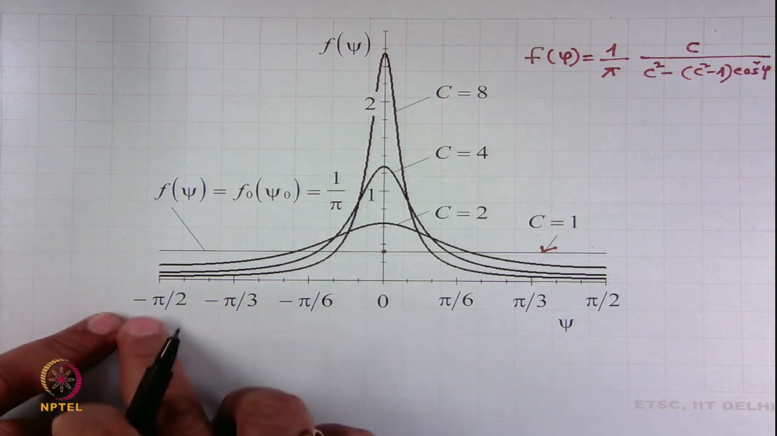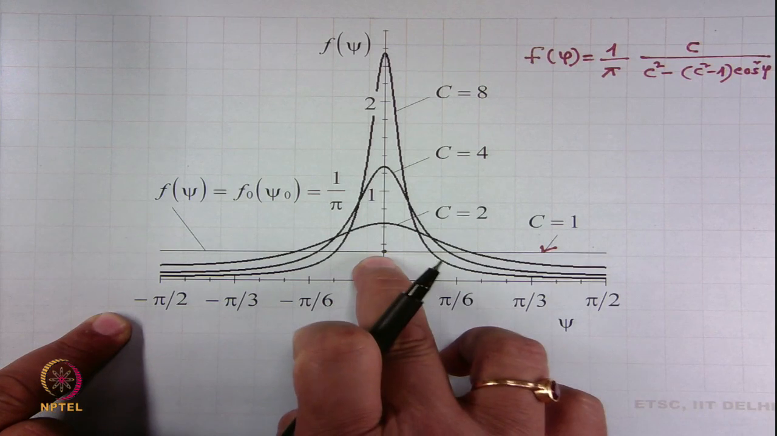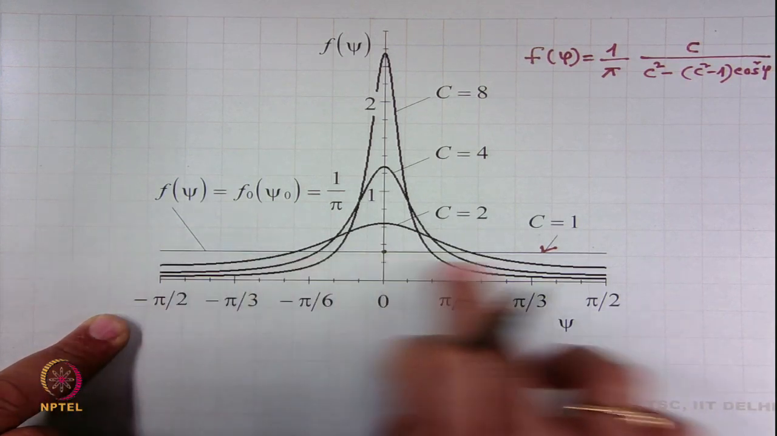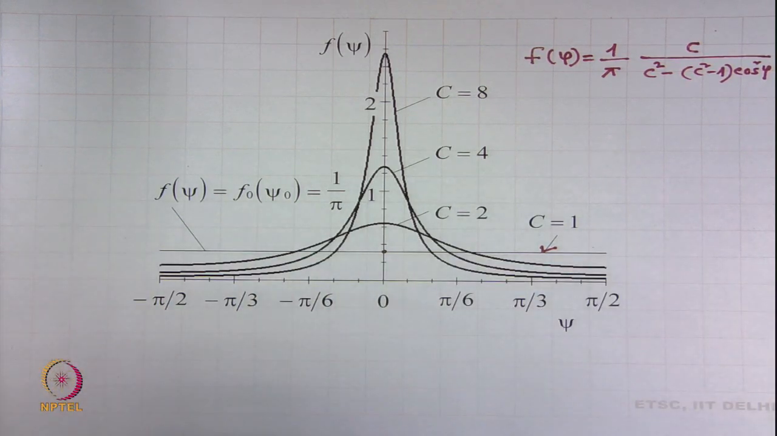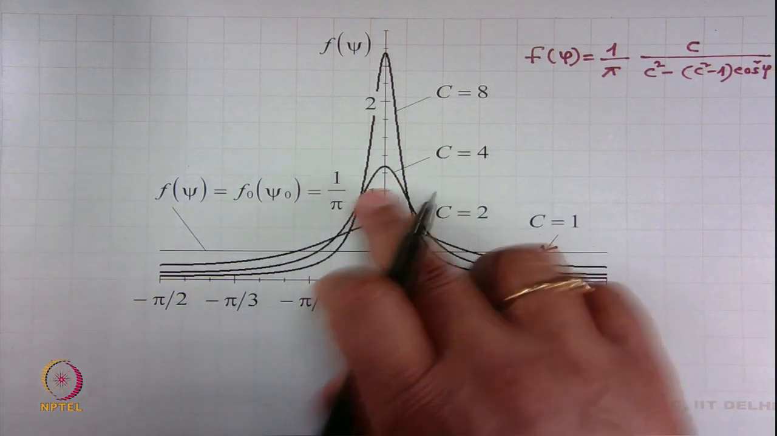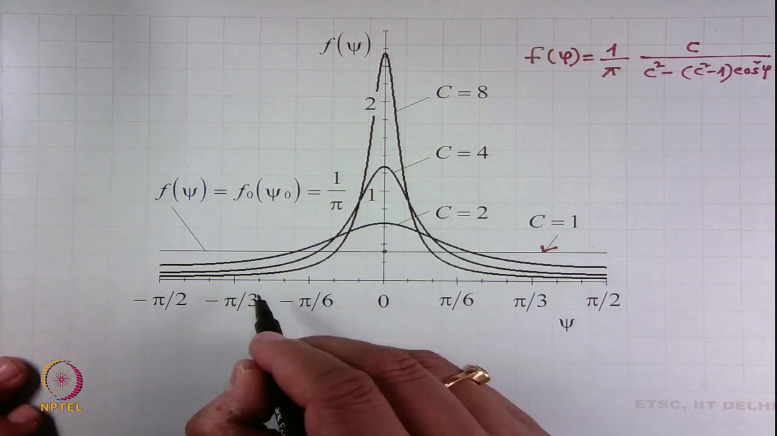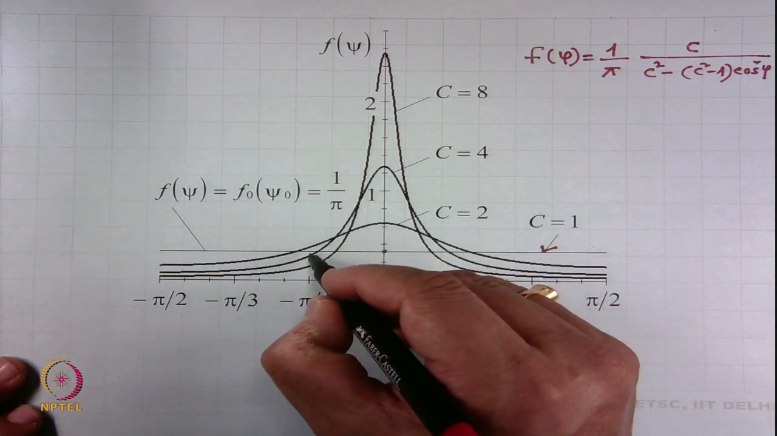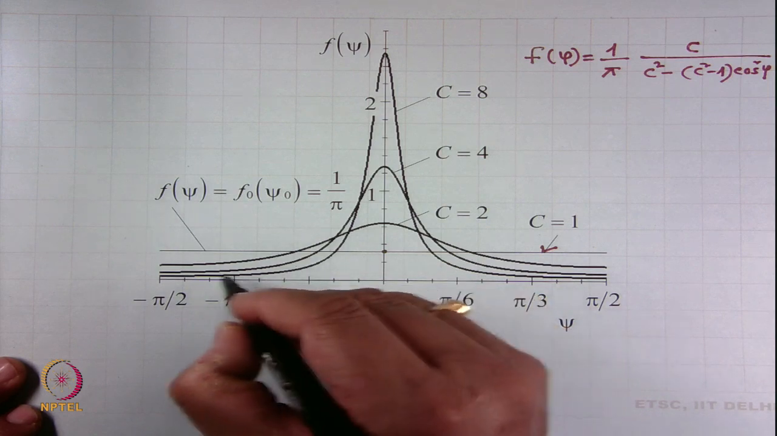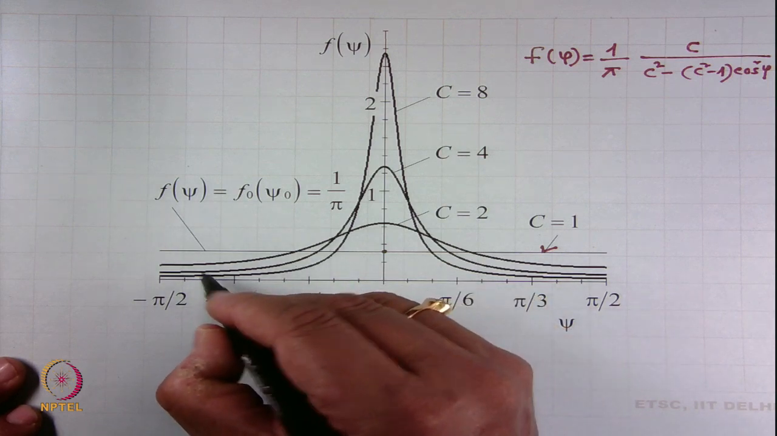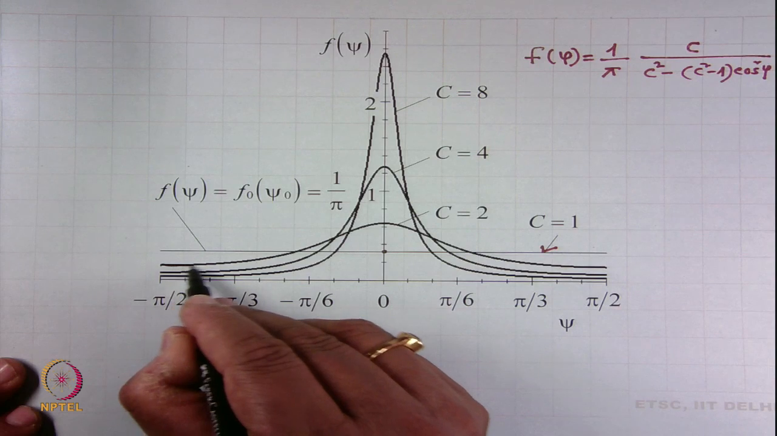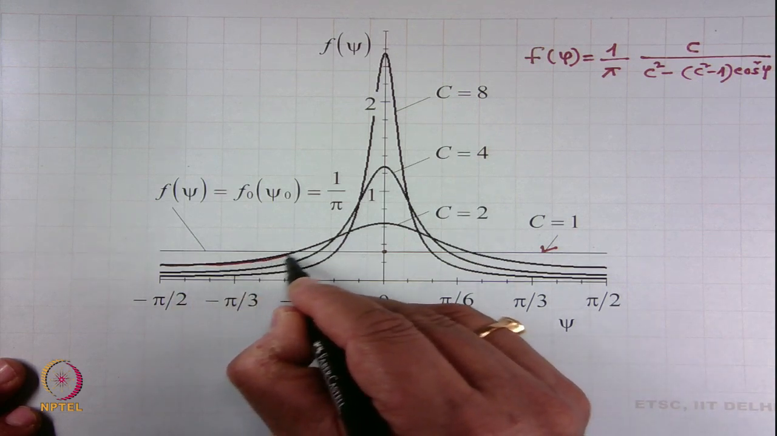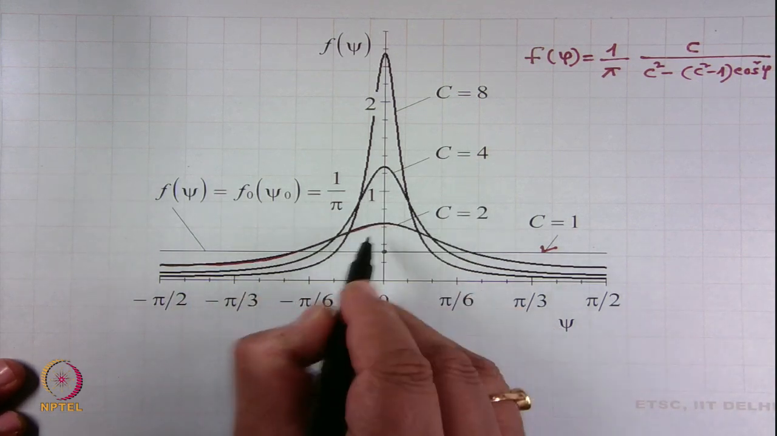So, you see at all angles this value is constant, 1 by pi. When C is equal to 2, it becomes anisotropic. So, these curves: C is equal to 2 is this curve.